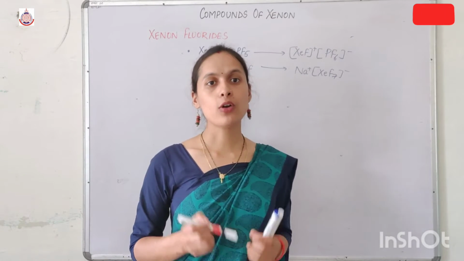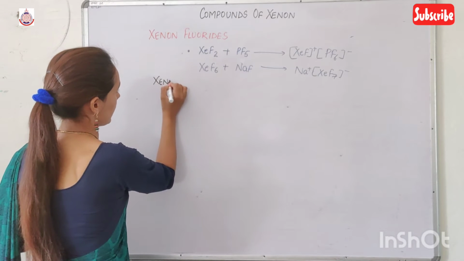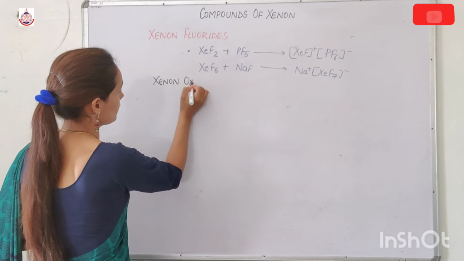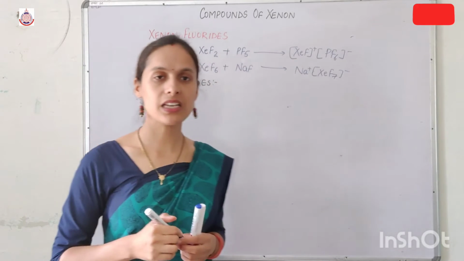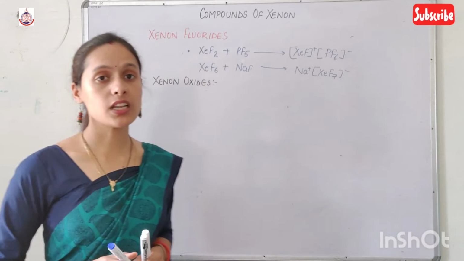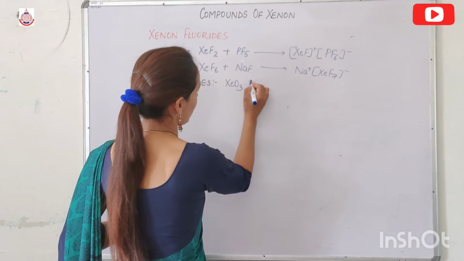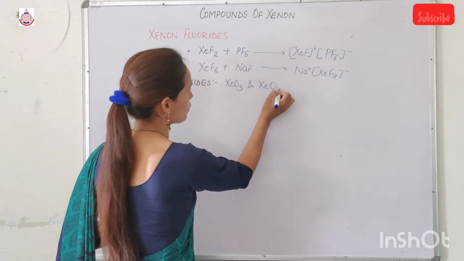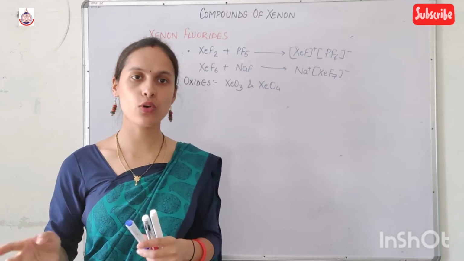Now we will talk about xenon oxides. When xenon reacts with oxygen, the binary compounds we get are known as xenon oxides. Xenon basically forms two types of oxides, XeO3 and XeO4.